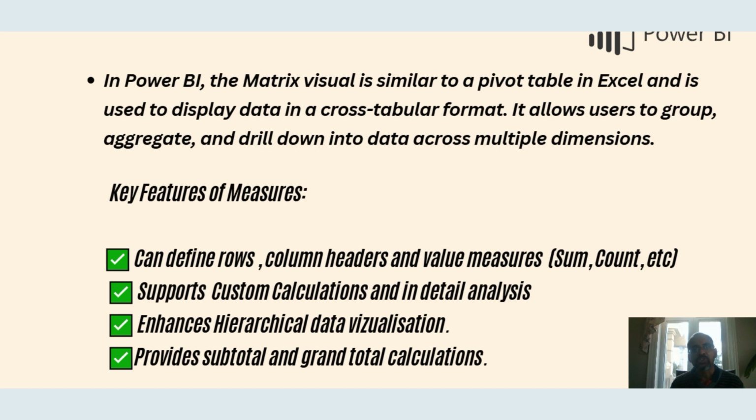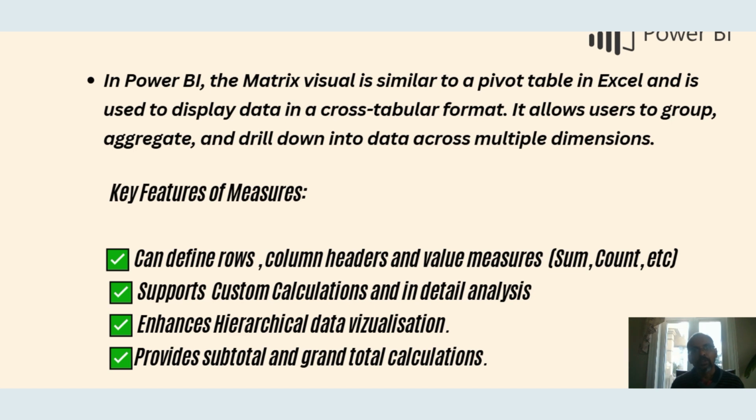Now, what are the key features? Let's understand that. Like your pivot table, you can define row and column headers. You can drag and drop the way you have done it in a pivot table. You are used to that, and you have to repeat that in matrix visual, dragging and dropping the row, column, and value measures. Similarly, you can create custom calculations, be it a sum, average, or count, everything could be done, and you can have a detailed analysis using this.